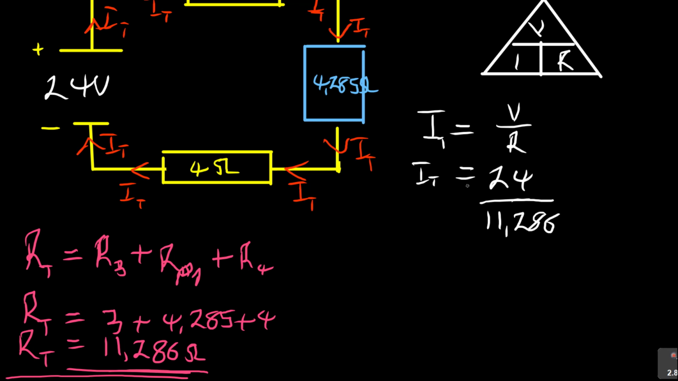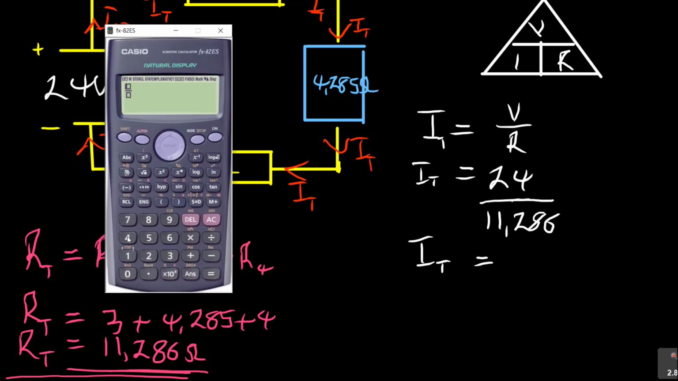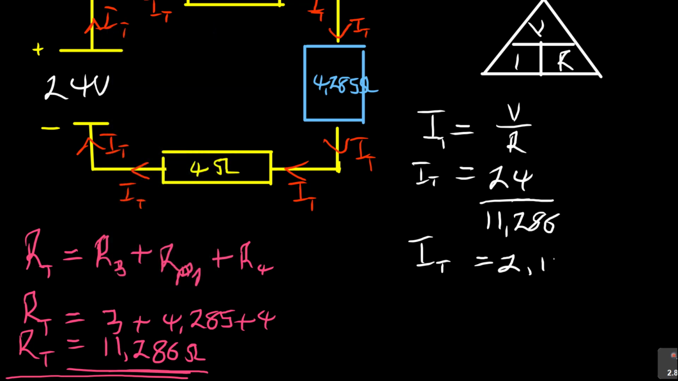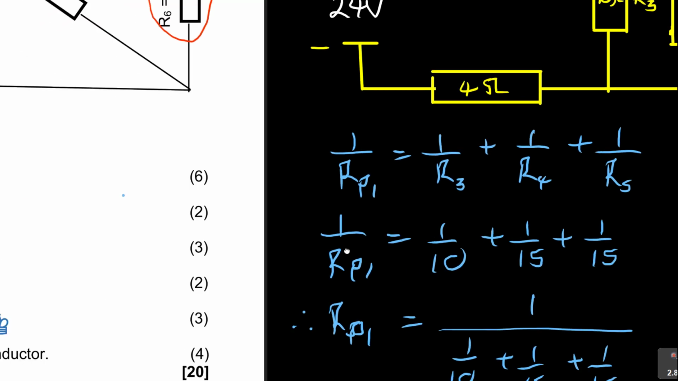Or you can use that fraction that we did. I mean the fraction, it was 79/7, something like that. And then you get the answer here, 24 over 11,286. Alright, there you go. Then what do we get? 2,1265, which is 2,127. Current is in amps. Don't forget. That was the answer. Next question.